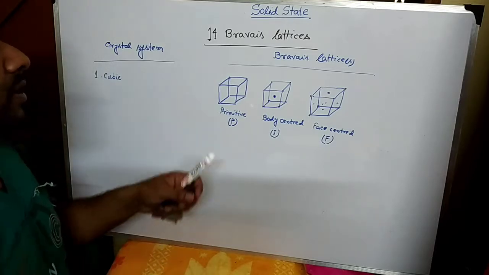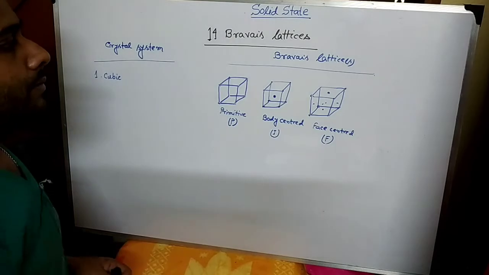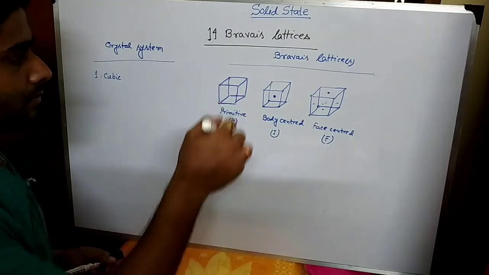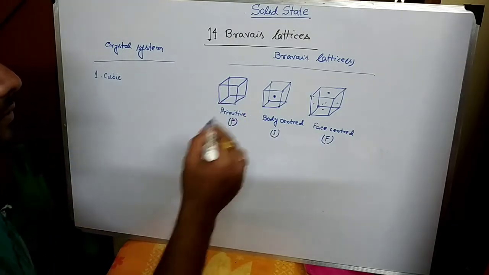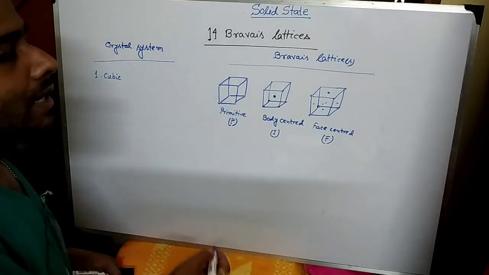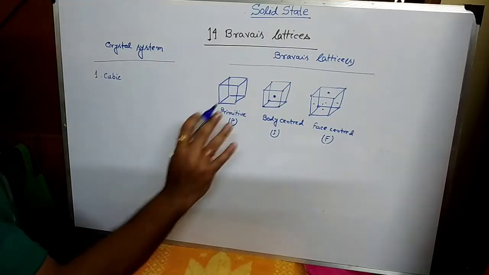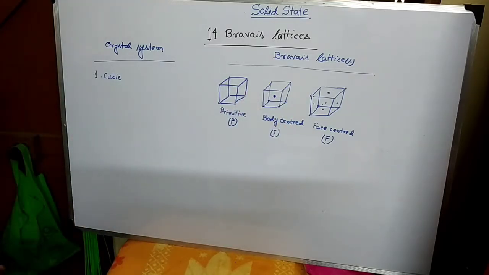Why are we not getting the end centered for this cubic system, we will discuss that when we discuss the missing Bravais lattice system. There we will discuss about that. So in the cubic system we are getting these three Bravais lattices.